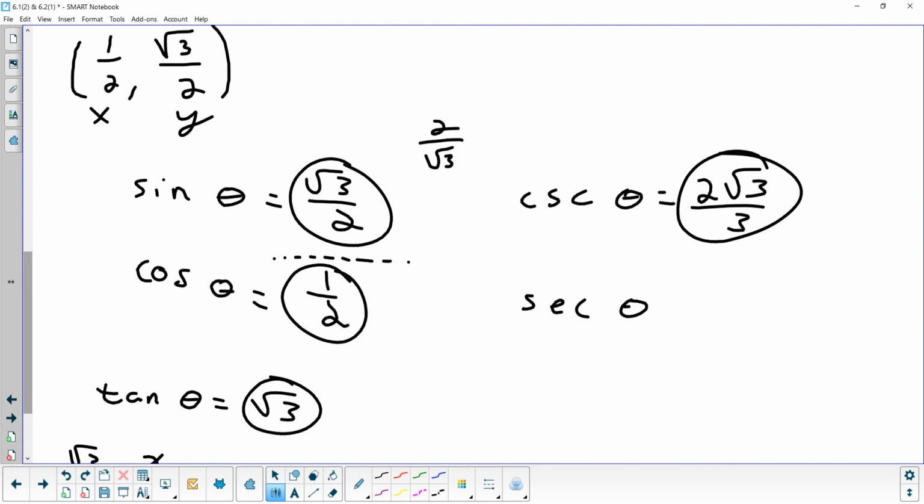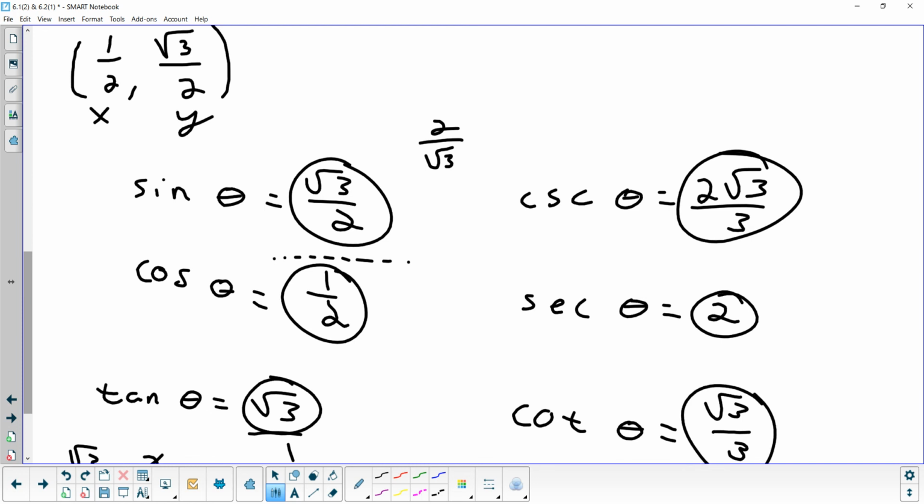My secant? What would that be? 2. And what about my cotangent? Square root of 3 over 3. Because when you flip that, you're going to get 1 over the square root of 3. When you fix it, you'll have root 3 over 3. Always going to ask for exact answers on these kind of things. No decimals.